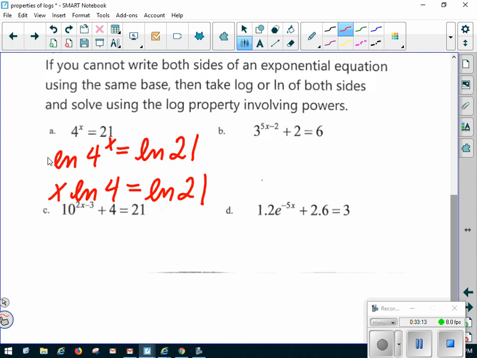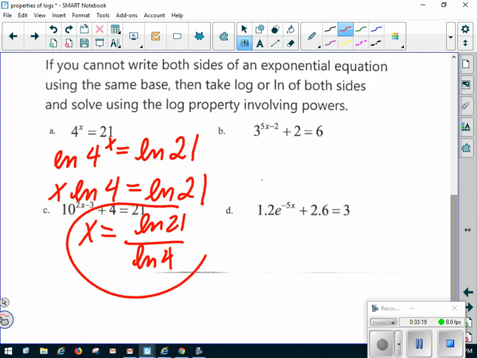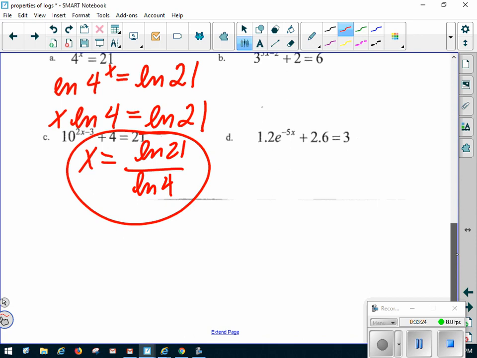What's x? Well, x is the natural log of 21 divided by the natural log of 4, and that is all I want you to do right there. That's it. Well, because you moved it across the equal sign. Yeah, it's not a log thing, it's moving across the equal sign.